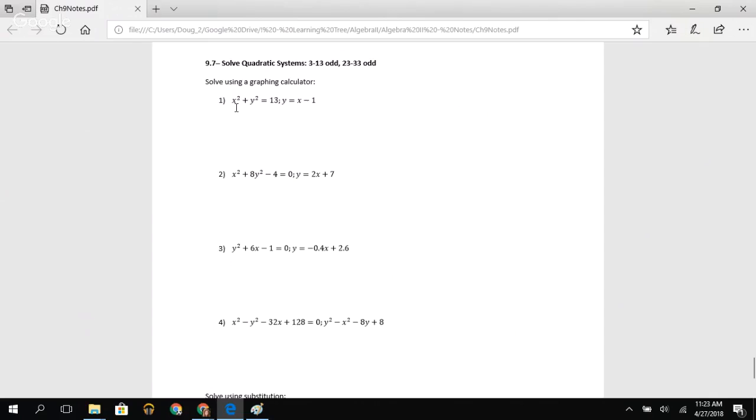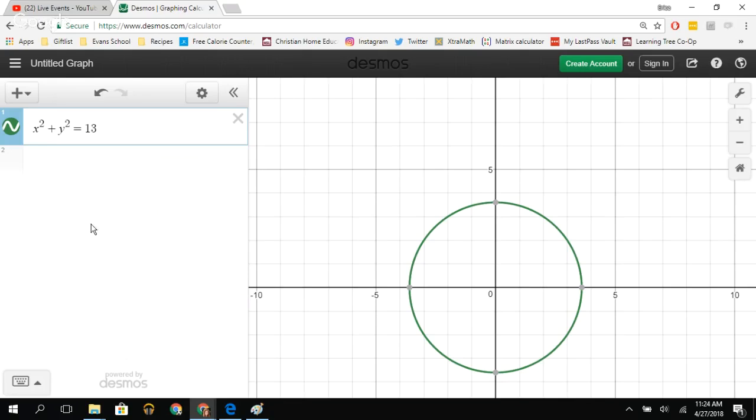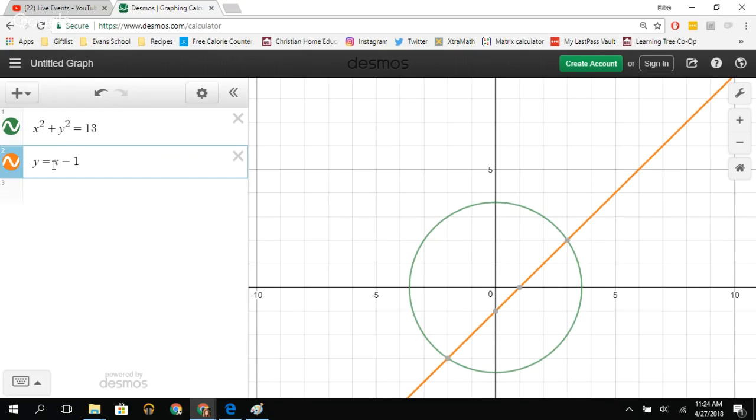So for example, here we have number 1, we have a circle, has a radius of square root of 13, and then we have a line. So if I want to figure out what makes both true, my easiest method is going to be, so I have x squared plus y squared equals 13, and I have y equals x minus 1. I'm going to graph each of those. X squared plus y squared equals 13. Again, square root of 13 is that. And then I have a line that is y equals x minus 1.